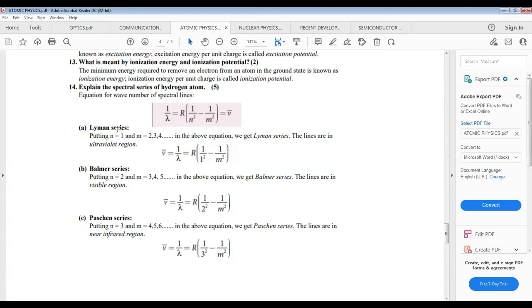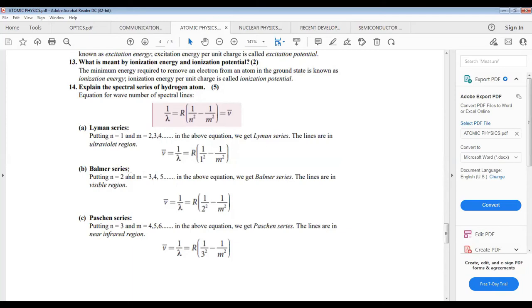Suppose you take the Lyman series, so what happens in the Lyman series? An electron may jump from the second orbit to the first orbit, third orbit to first, and fourth orbit to first orbit. So all the electrons come to the first orbit. So this is your Lyman series. So 1 by lambda is equal to R into, for n you substitute 1 square, for m you can substitute 2, 3, 4, etc.